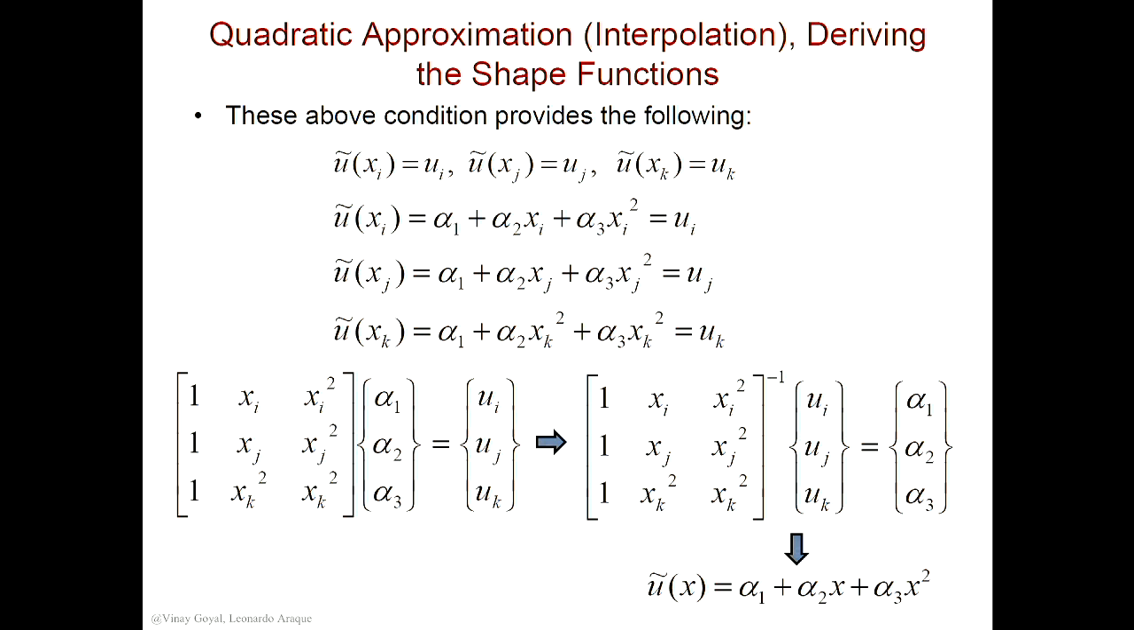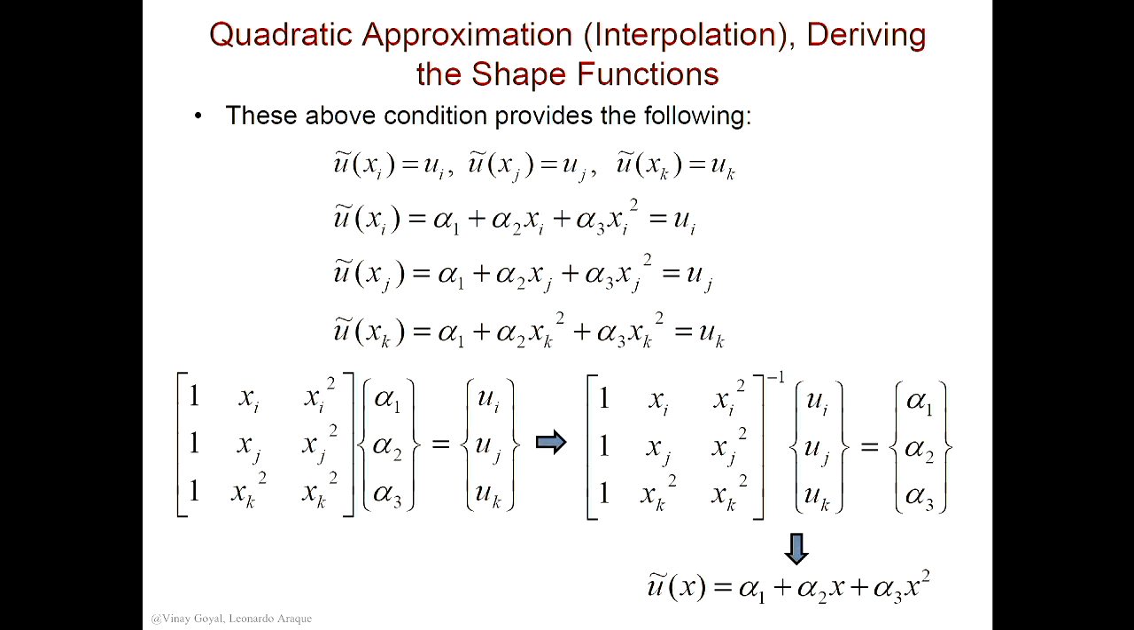And so by equating this to that, what I need to do now is find alpha 1, alpha 2, and alpha 3 in terms of ui, uj, and uk. That's my goal. And if I can do that, I'm getting closer to where I need to go. If I put this in matrix format, this is how it looks. And this is a matrix of numbers, by the way. These are all known quantities. If I know the element location, I know xi, xj, xk.